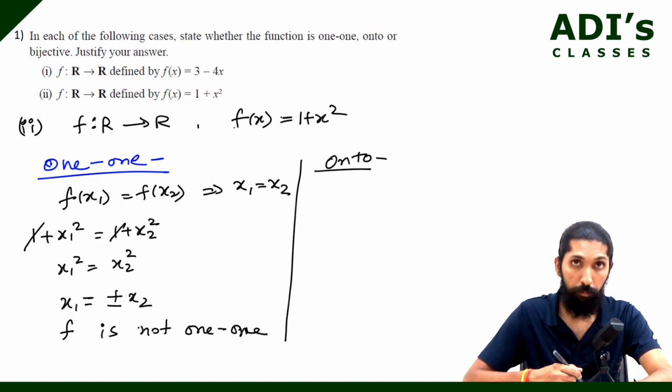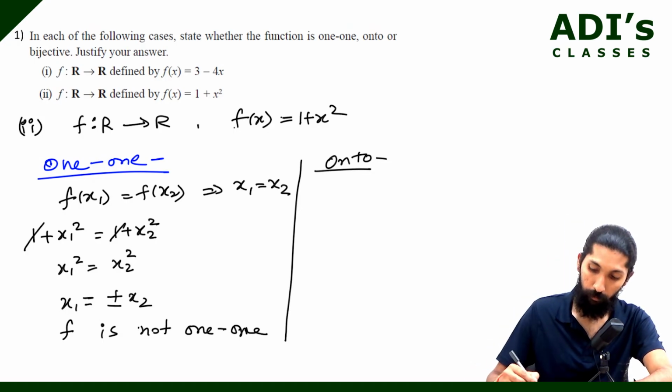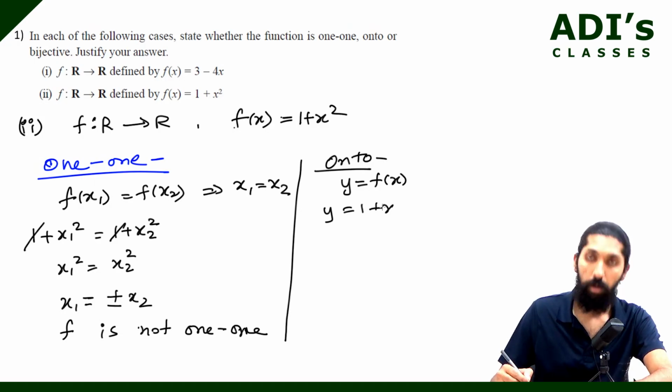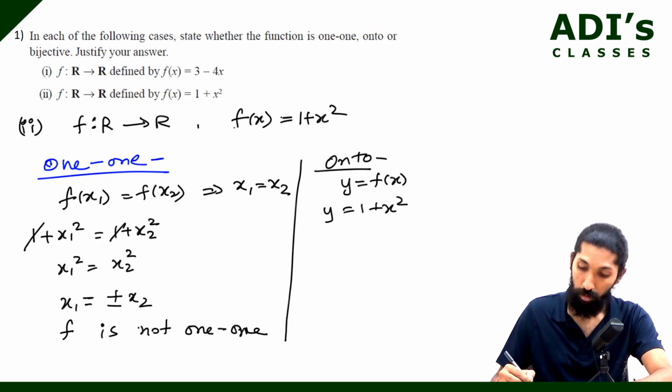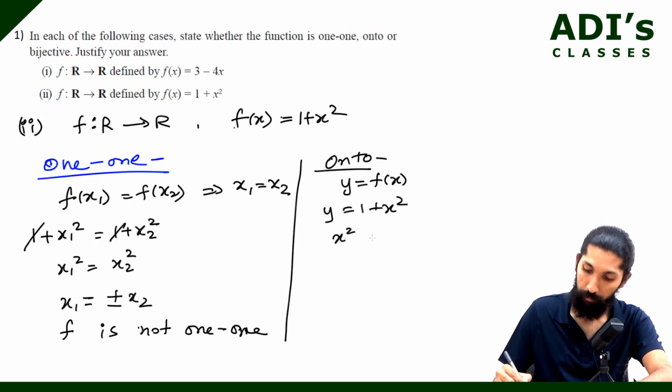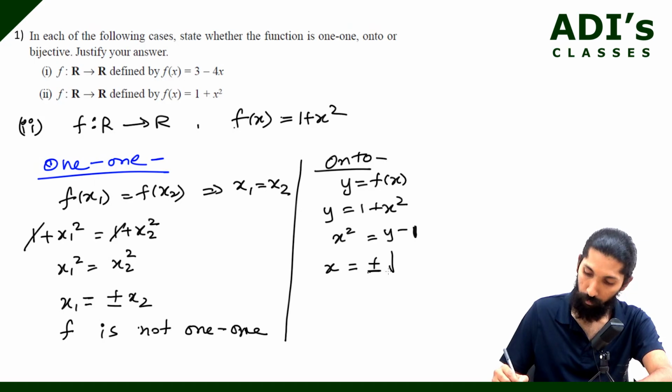Now for the onto part, what do we have? We have y is equal to f of x. So y is equal to 1 plus x square, correct? So we have x square is equal to y minus 1. And now x is equal to plus or minus root of y minus 1.